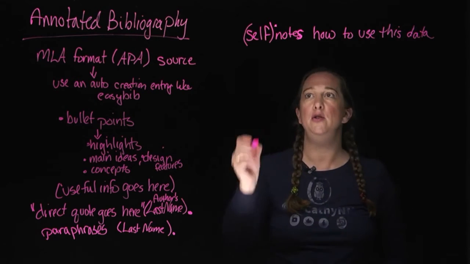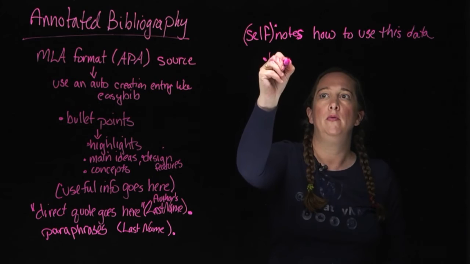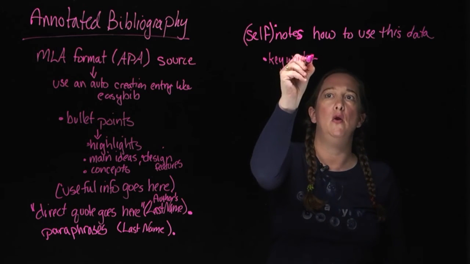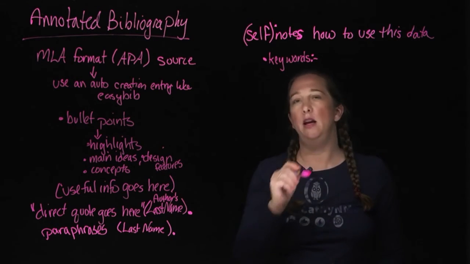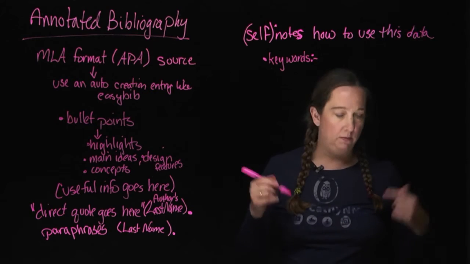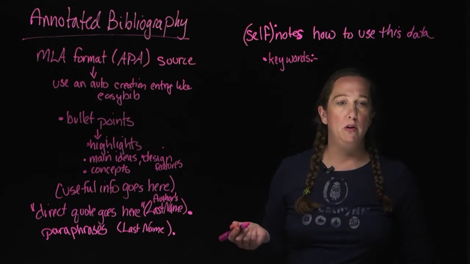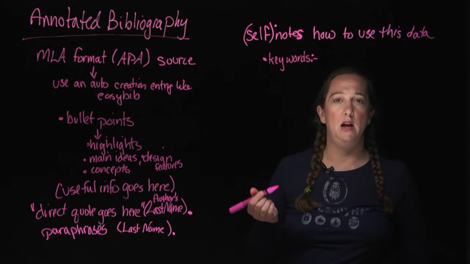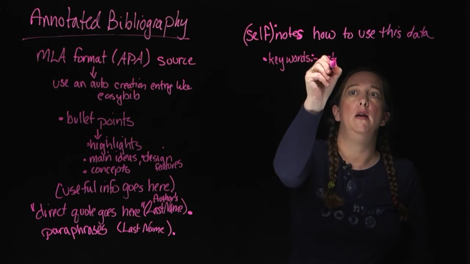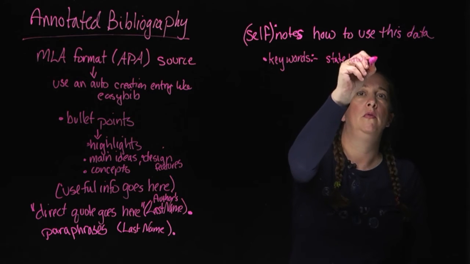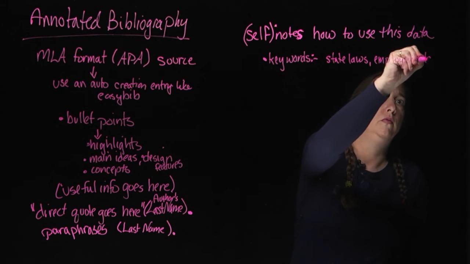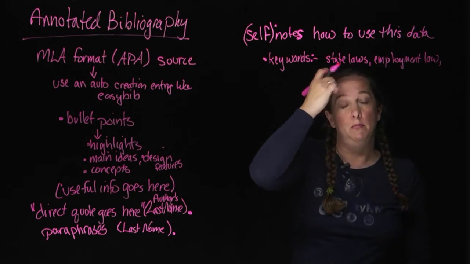And one of the things that I do is I create some keywords. And I just create like a little bullet, and I put keywords and then colon or dash. And I say the key concepts, keywords I'm looking at over here are this, that, and the other thing. So if we're working off of one of the workplace scenarios, we're looking at smoking and vaping in the workplace, I might put state laws, employment laws or employment policies.